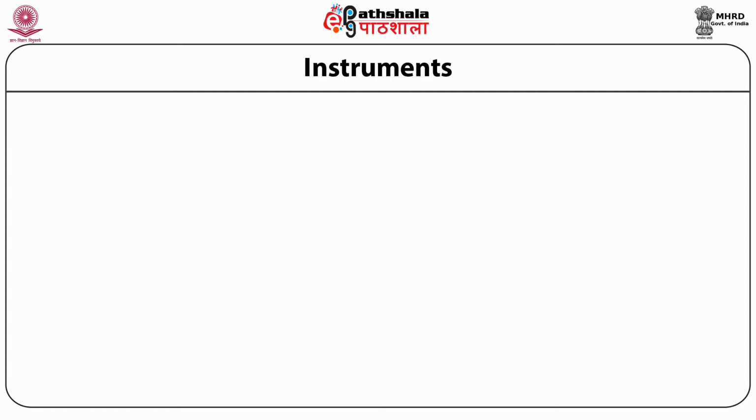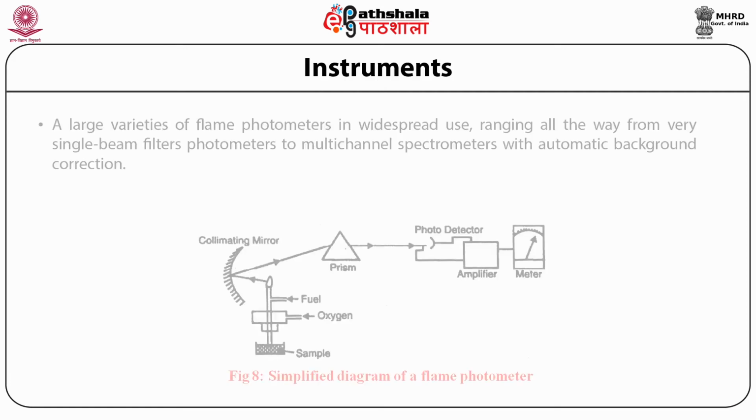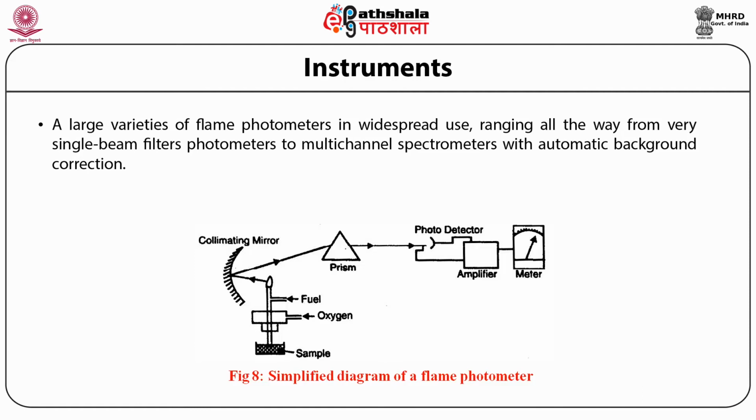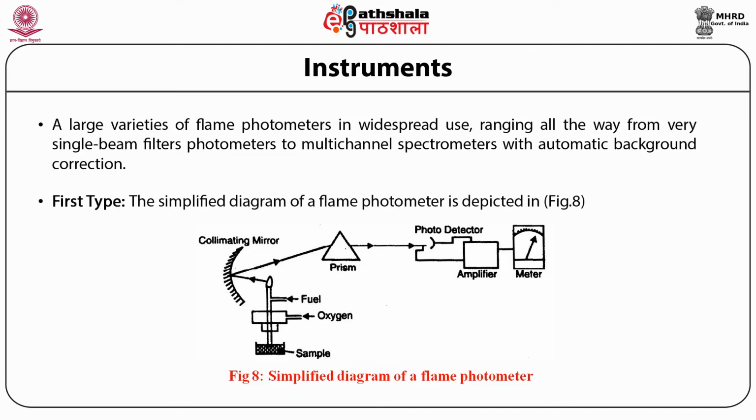Now we discuss here about the instrument. There are a large variety of flame photometers in widespread use, ranging all the way from very simple single beam filter photometers to multi-channel spectrometers with automatic background correction. Number one is the first type. It is the simplified diagram of a flame photometer in which the sample is aspirated, then the excited radiation is transported by the collimating mirror and passed through the prism, which is detected by the photo detectors.